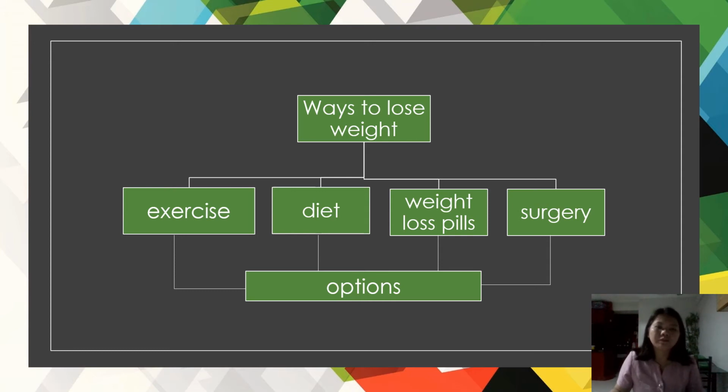Now, this is how the author organized his ideas about the paragraph. In the first box, you can see ways to lose weight. On the second layer of boxes, we have the exercise, the diet, the weight loss pills and surgery. And of course, the signal word used is option. So it is very clear how the author organizes his ideas, and you can really understand what idea the author wants you to understand.